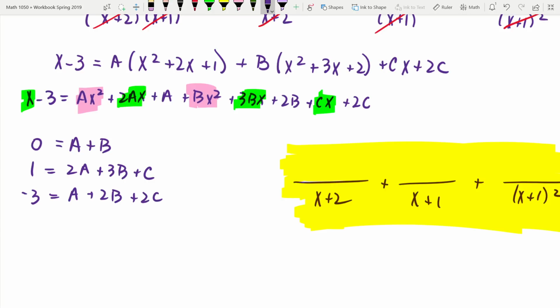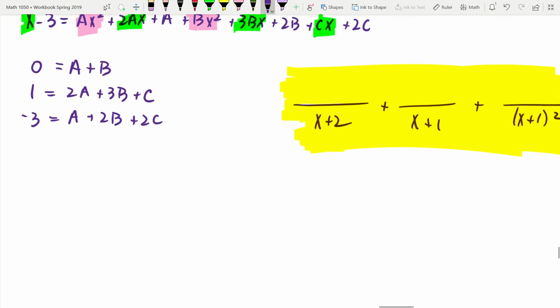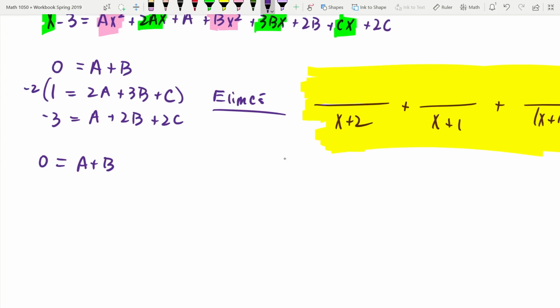Now I have to find a, b, and c. This guy right here, equation 1, already doesn't have a c. So I'm going to eliminate the c's, and I just write down that equation. Now I have to eliminate the c's again. So I'm going to take equation 2 and distribute a negative 2. When I do that, I get negative 2 equals negative 4a minus 6b minus 2c.